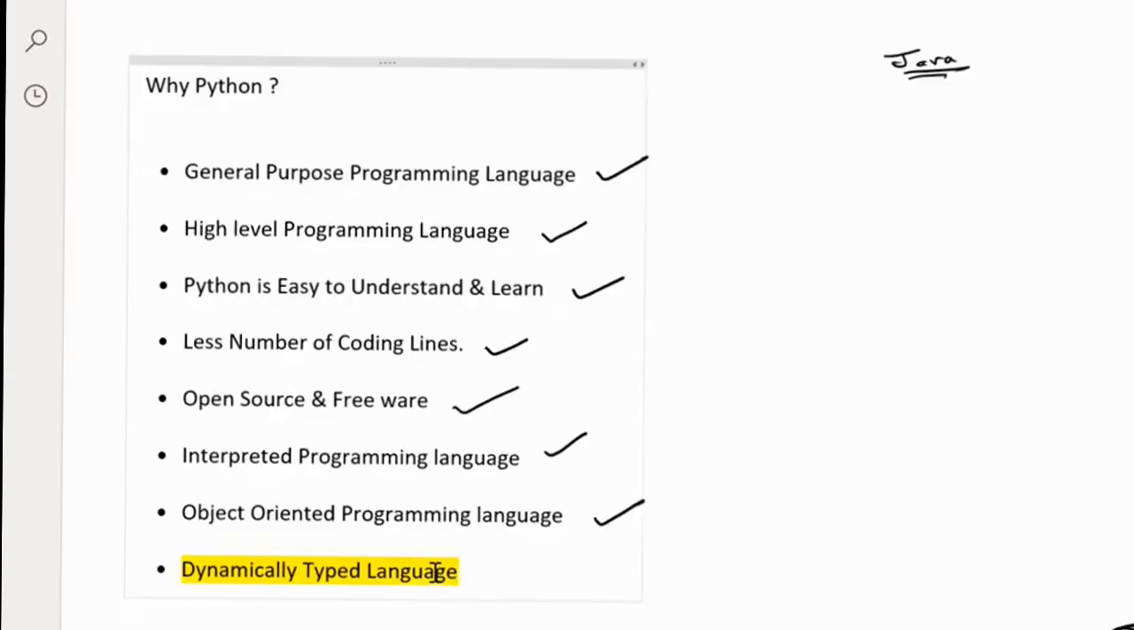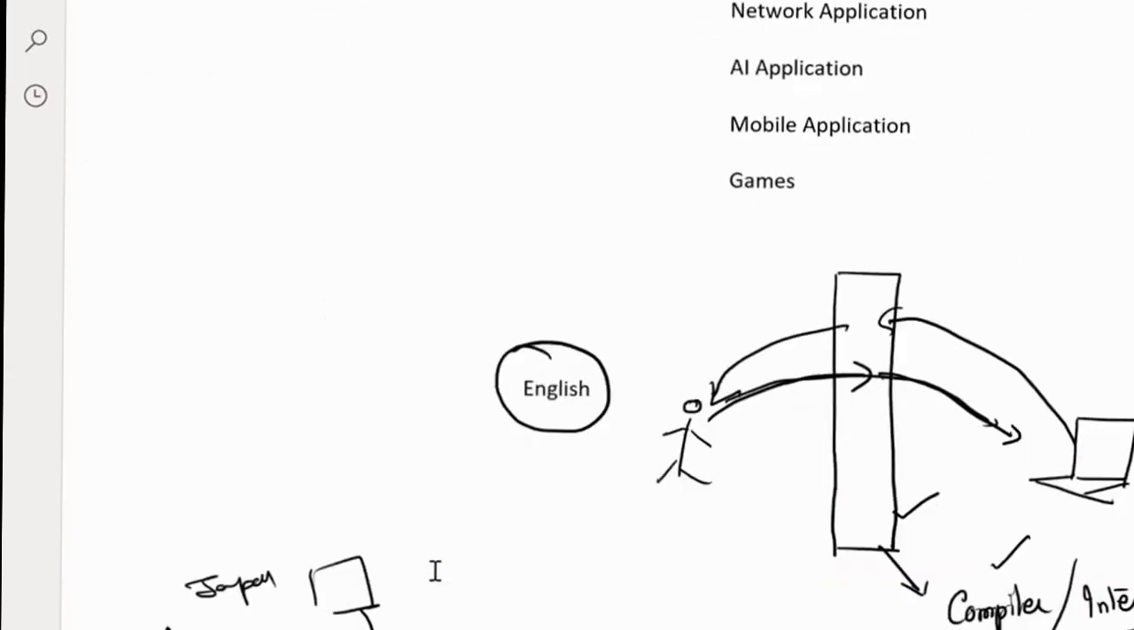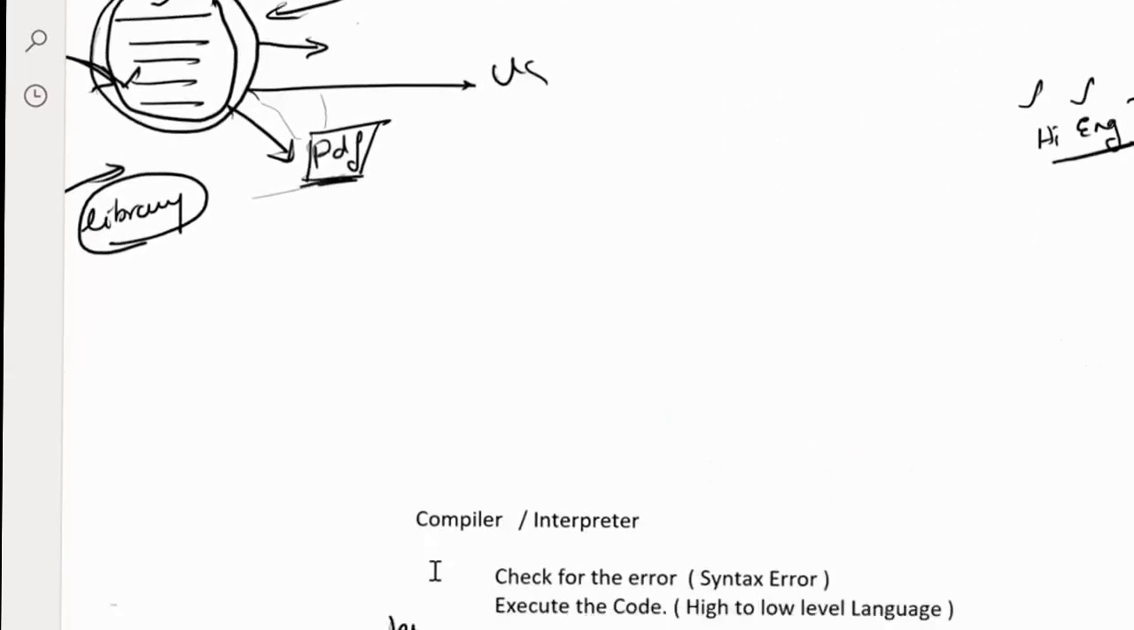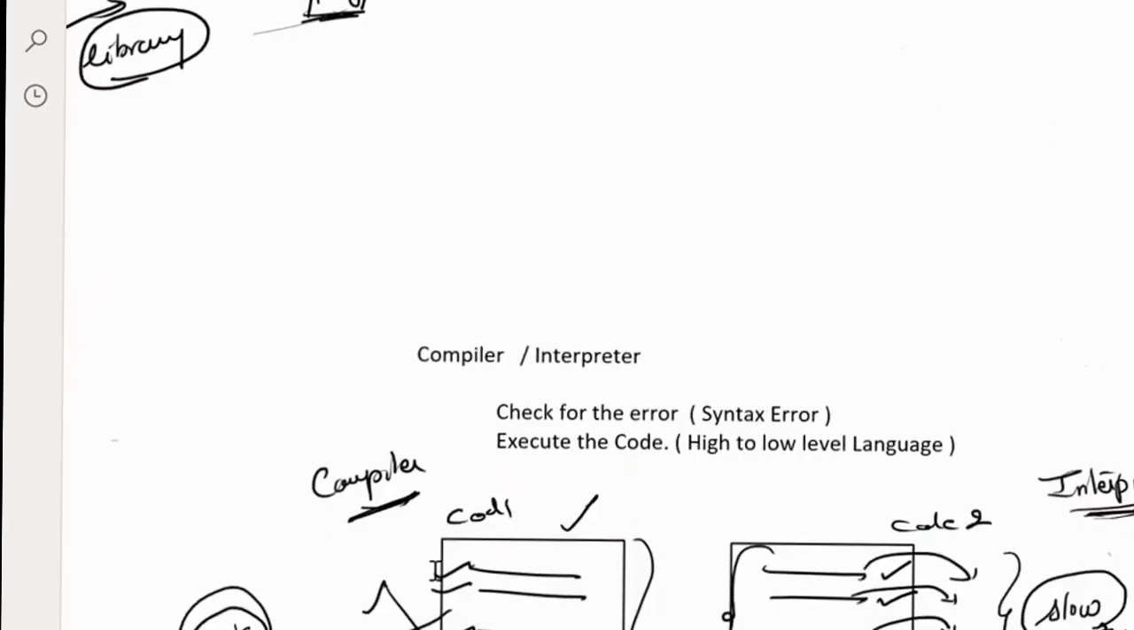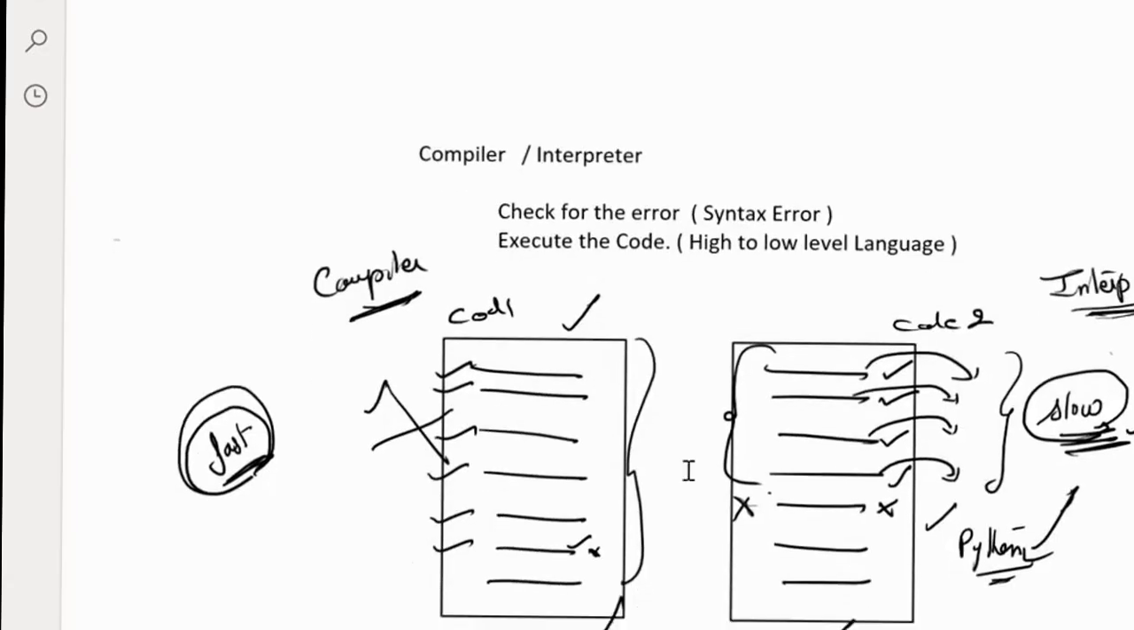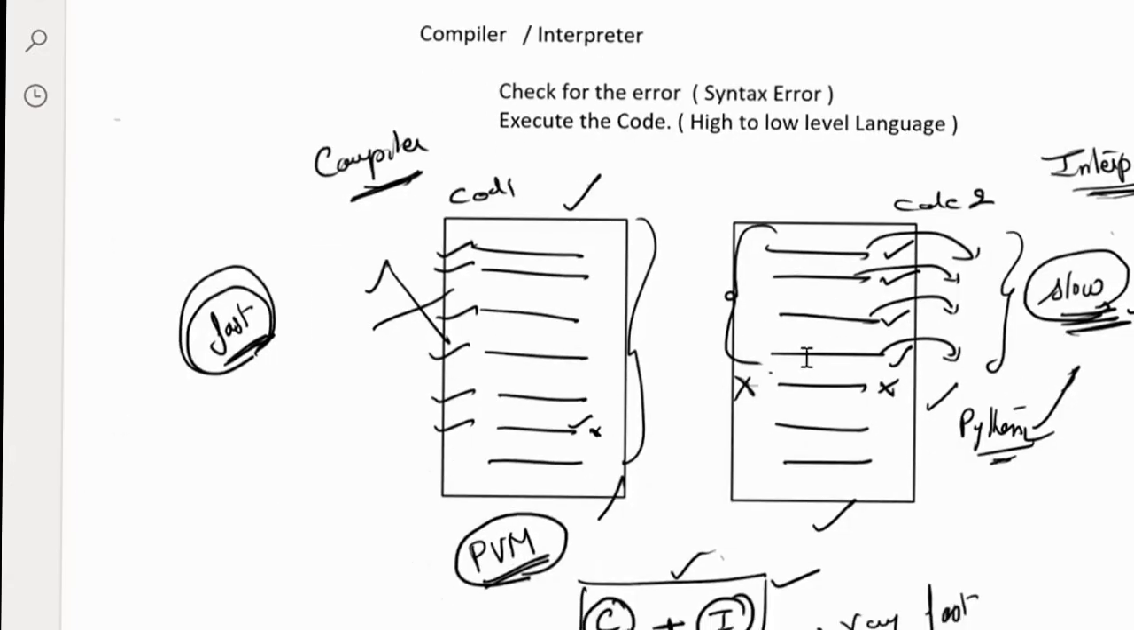I explained the difference between an interpreter and a compiler yesterday. The compiler will go through each and every line of the code and check for errors first, and then it will execute all of it. But Python checks the first line for errors and executes it, then the second line, then the third line, and so on. Because of this, it is slow compared to a compiler. So this is a drawback of Python.